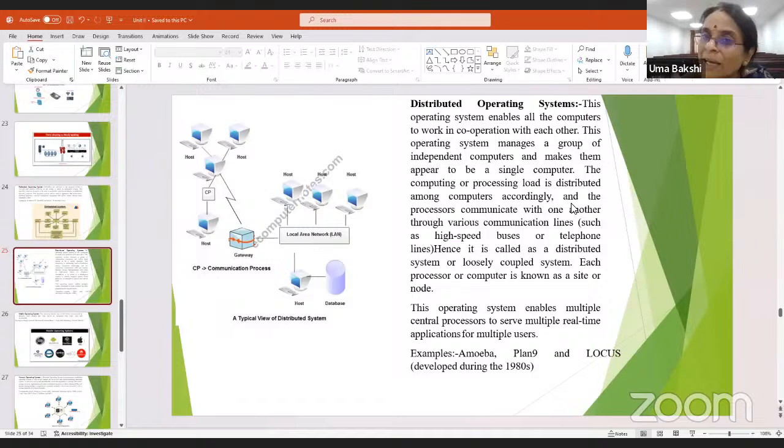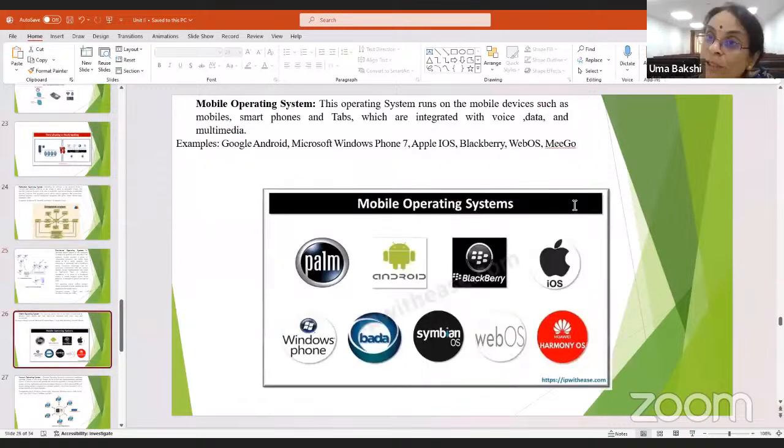This operating system enables all computers to work in cooperation with each other. Each one is cooperating, helping each other to understand, to process the information, and to get the needed output. Then mobile operating systems. In mobiles also we have operating systems. In Apple phones you have iOS. In BlackBerry you have BlackBerry OS, then Web OS, Symbian OS, Bada, Windows Phone, Palm, Harmony OS, and Android.